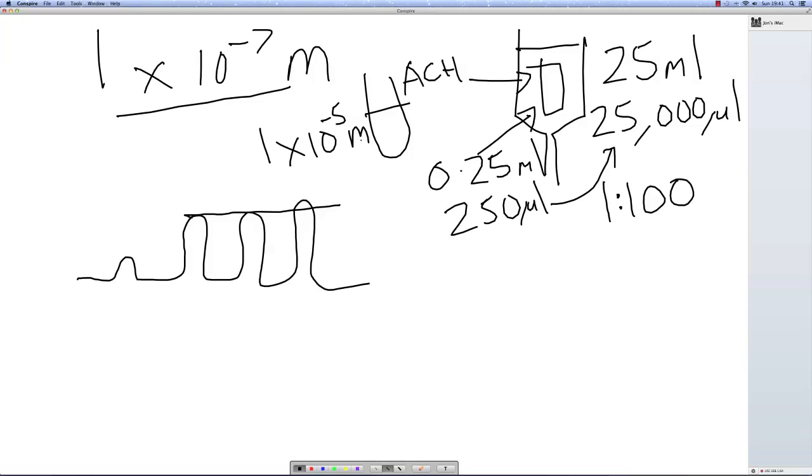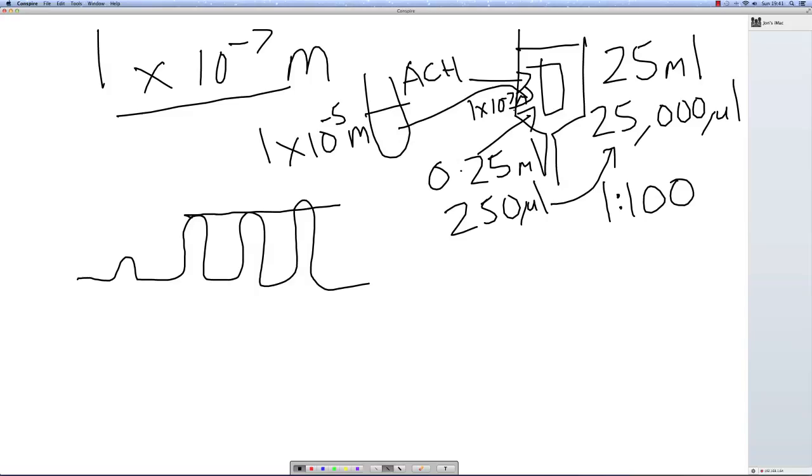If you haven't, stop the video again and have a look and see if you can work it out. But essentially, 1 times 10 to the minus 5 molar is 100 times more concentrated than 1 times 10 to the minus 7 molar, which means that when you take 250 microliters of it and put it inside a 25,000 microliter bath, you're diluting it 1 in 100, so it's going from 1 times 10 to the minus 5 to 1 times 10 to the minus 7 molar.